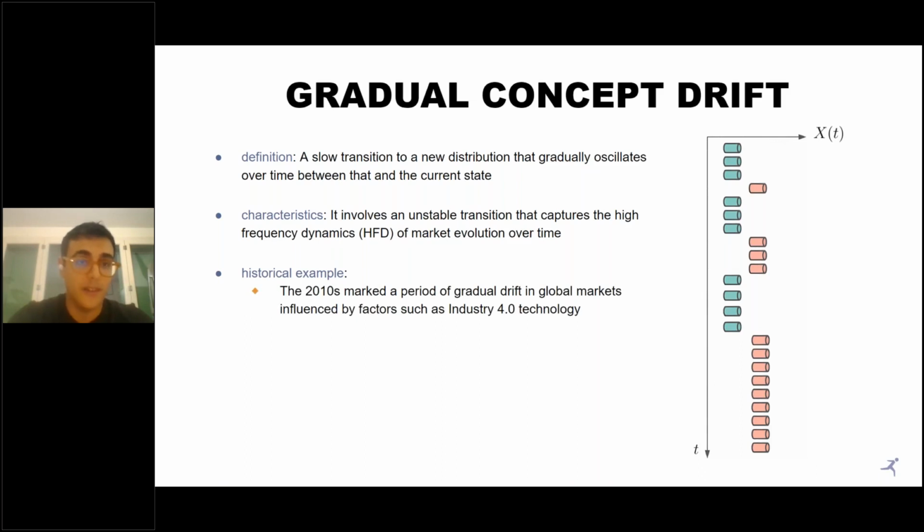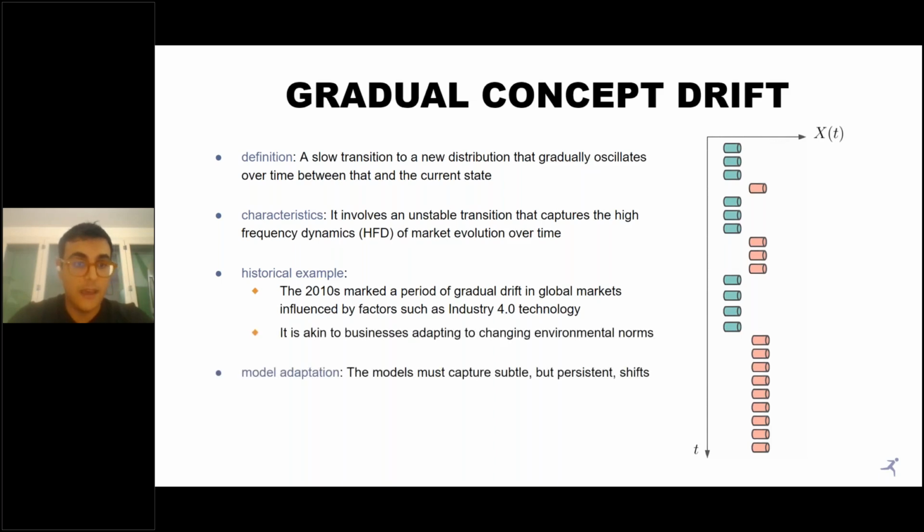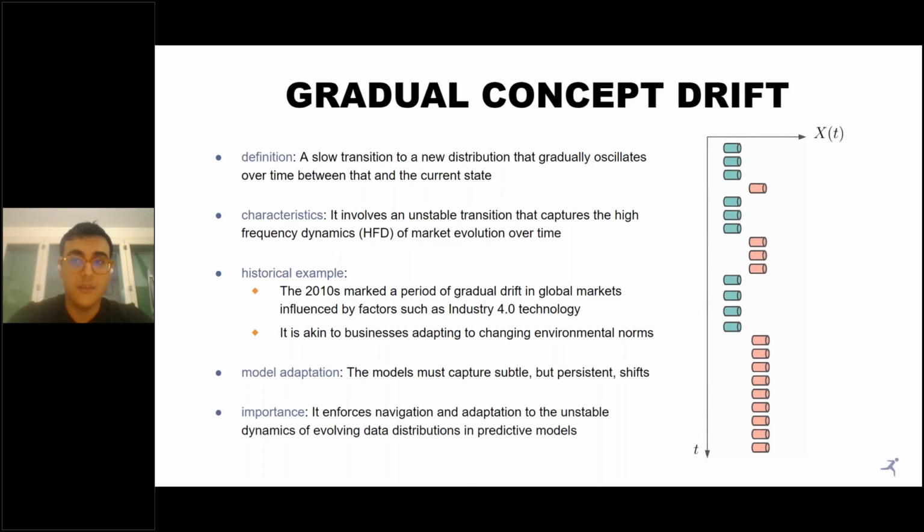Of course, global markets are such large entities that it will take some time to actually establish their new distribution. And for this reason, we will have an oscillating distribution during that assessment time. It is also akin to businesses adapting to changing environmental norms, because it will go back and forth towards the new state and the previous state. So yeah, this is quite an important drift because it happens quite a lot in real data, as we will see in a few minutes.